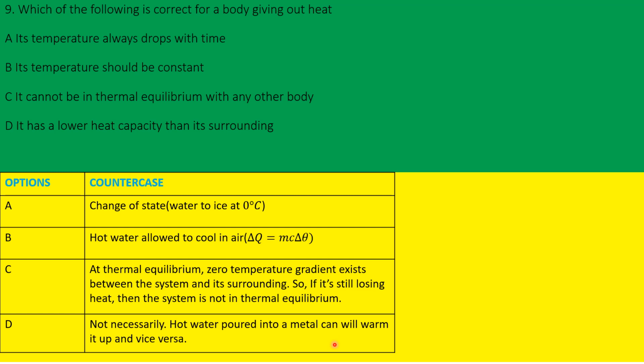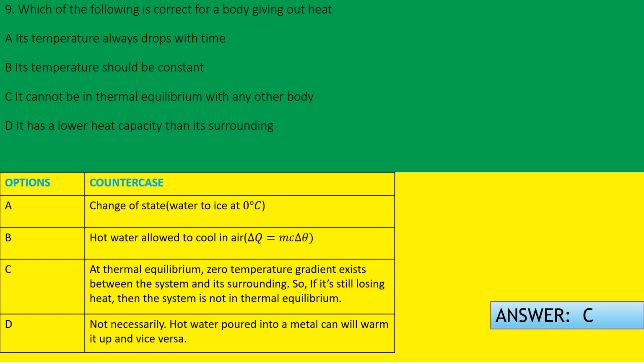So hot water will be losing heat to the can, which has a lower specific capacity. But if the can is rather hot and the water is cold, the can now loses heat to the water, right? So our answer here is actually C. So it cannot be in thermal equilibrium with any other body, right? If it's giving out heat, then it cannot be, because for you to be in thermal equilibrium, there's no temperature difference between you and your surrounding, right? So if you're still giving out heat, then you cannot be in thermal equilibrium.